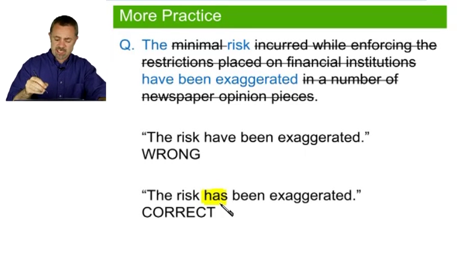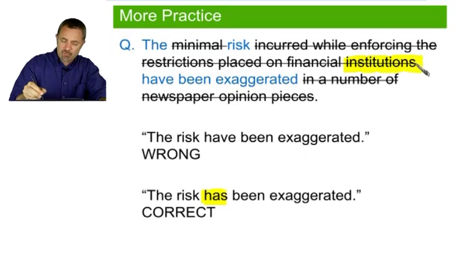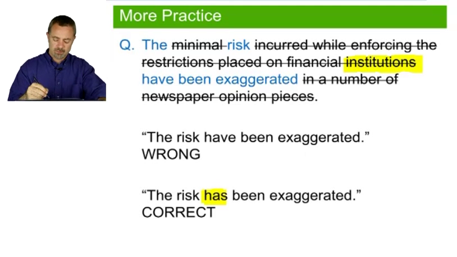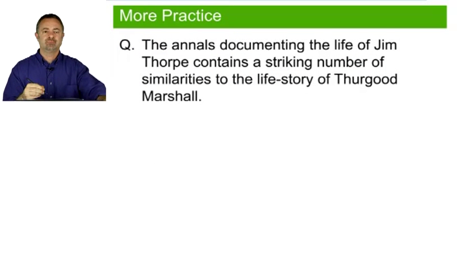Once again, notice in this sentence, we have this plural form of institutions. And of course, in everyday speech, we would say institutions have been exaggerated. However, in this context, it's not the institutions that have been exaggerated. It is the risk, the singular risk, which has been exaggerated. Taking a look at another example.